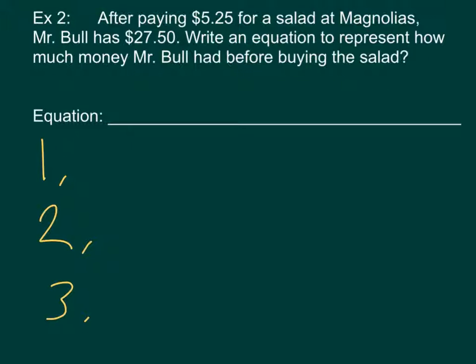Alright, let's highlight or underline our terms here. Mr. Bull paid $5.25 for a salad. He has that much after, $27.50. So, I don't see an outright word that says add, subtract, multiply, divide. So using some logic, common sense, which again is not common, it's a superpower, we're going to say that paying explains our action.